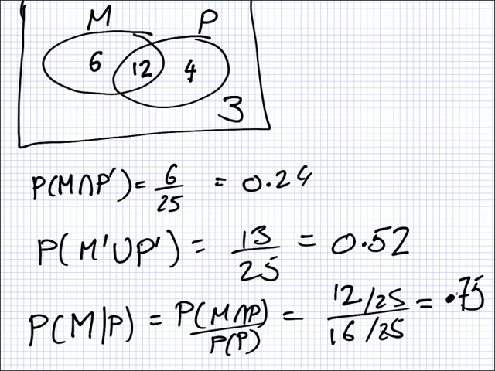What does the slash exactly mean? Given that. So what's the probability a student will study maths if you know they're a physics student already? In other words, it's these 12 among these 16.